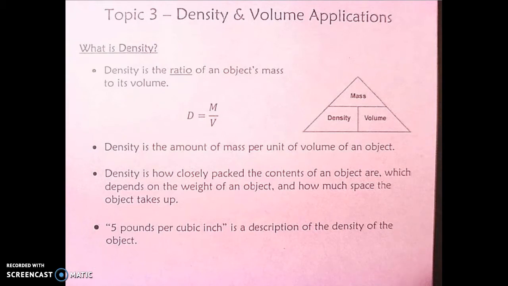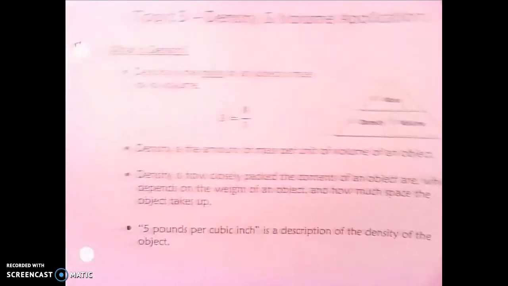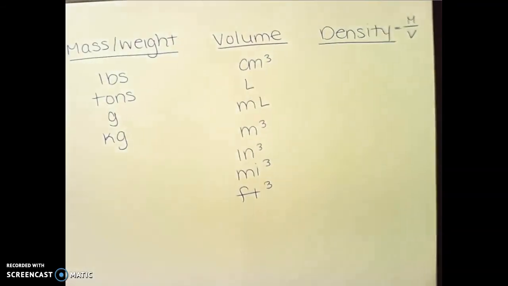What this means is that density is how closely packed the contents of an object are, and that's going to depend on how much the object weighs and also how much space the object takes up. An example of a density would be 5 pounds per cubic inch. So this is saying that an item or an object weighs 5 pounds for every 1 cubic inch, and that would describe its density.